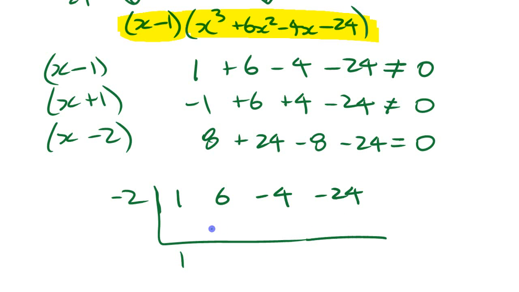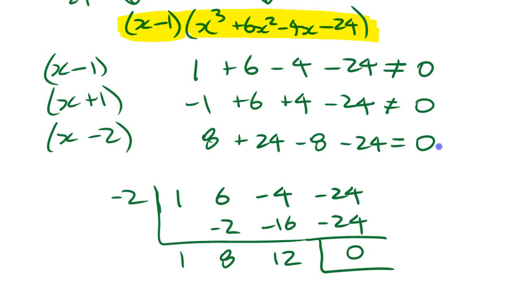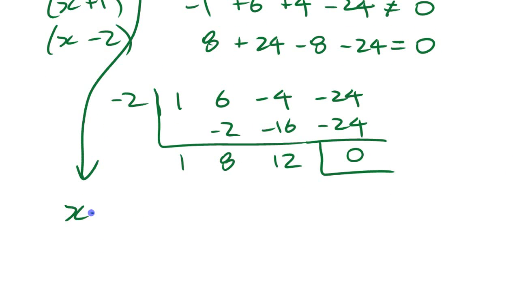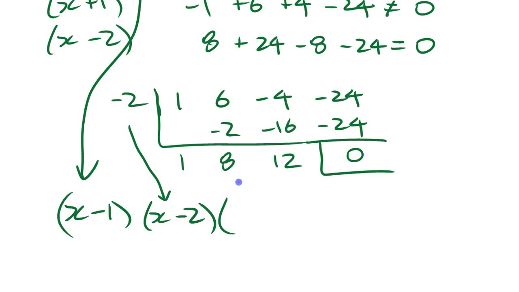Now we'll quickly do this. 1, negative 2, 8, negative 16. That gives me 12, negative 24. 0. Again, we knew it's going to give us 0, as expected. Once we have that, we can carry this whole thing down. I'm going to carry that x minus 1 down because I found that first. Then I'm going to carry this down, x minus 2, and take the rest of my quotient here. X squared plus 8x plus 12.